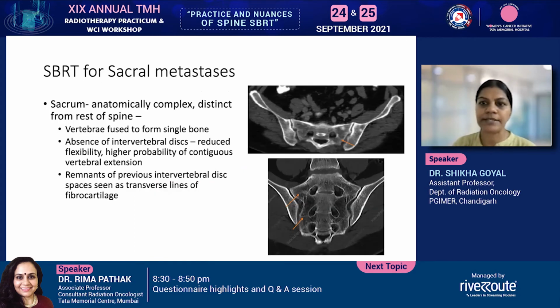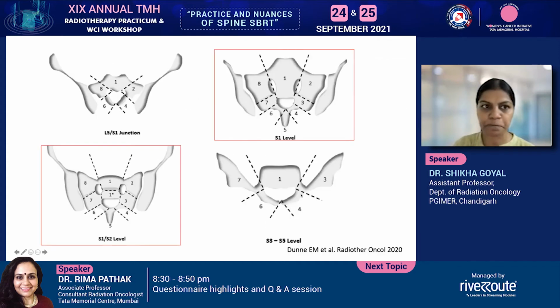Coming to the sacral metastases, which are different in appearance from the rest of the vertebrae, and because the sacrum itself is anatomically complex, we have to devise separate guidelines for this. All the 5 sacral vertebrae are fused to form a single bone. There are no intervertebral discs, so there is reduced flexibility, as well as a higher probability of contiguous spread to other vertebrae. We can see the previous intervertebral disc remnants as transverse lines of fibrocartilage, as seen in these images in the axial as well as in the coronal sections.